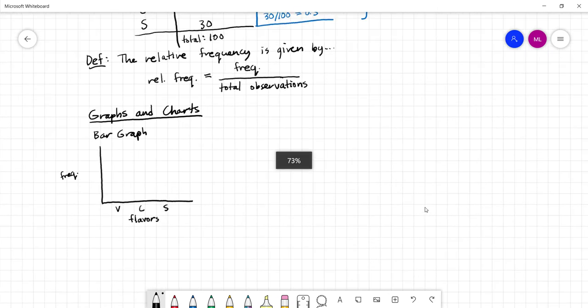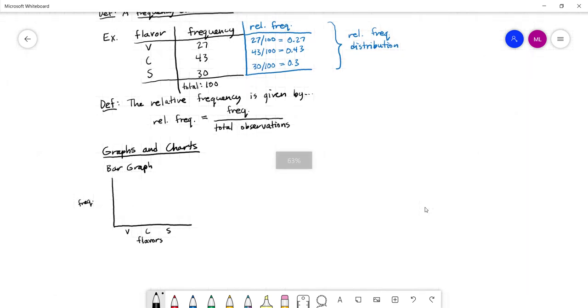And for the frequency, if we go back up here, we can see the highest frequency we had was 43. So I need this vertical one to go up to at least 43. To make my life easy, I'm just going to count by tens and say I'm going to go 10, 20, 30, 40, 50. And so I'll label those. Let me zoom back in.